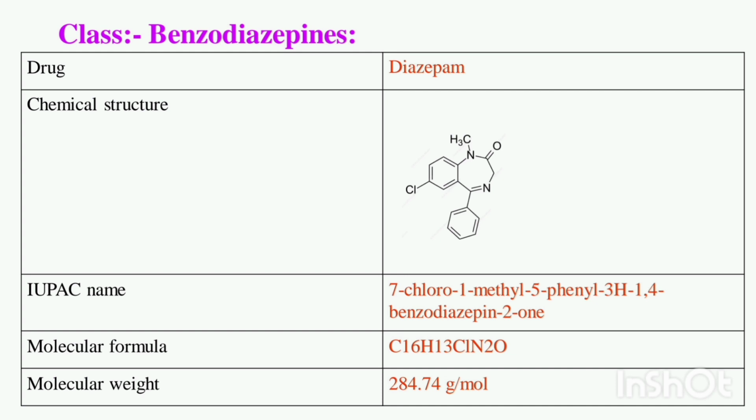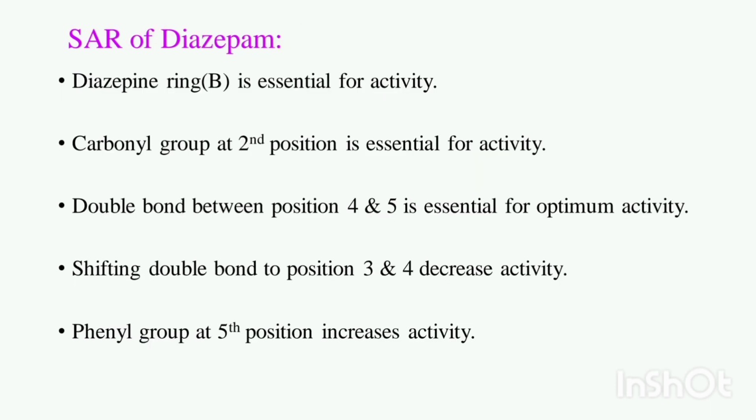Then molecular weight is 284.74 gram per mole. The B ring in diazepam is essential for activity. The carbonyl group at position 2 is essential for anti-epileptic activity. The double bond between positions 4 and 5 is essential for optimum activity. Shifting the double bond to positions 3 and 4 decreases anti-epileptic activity. The phenyl group at position 5 increases anti-epileptic activity.